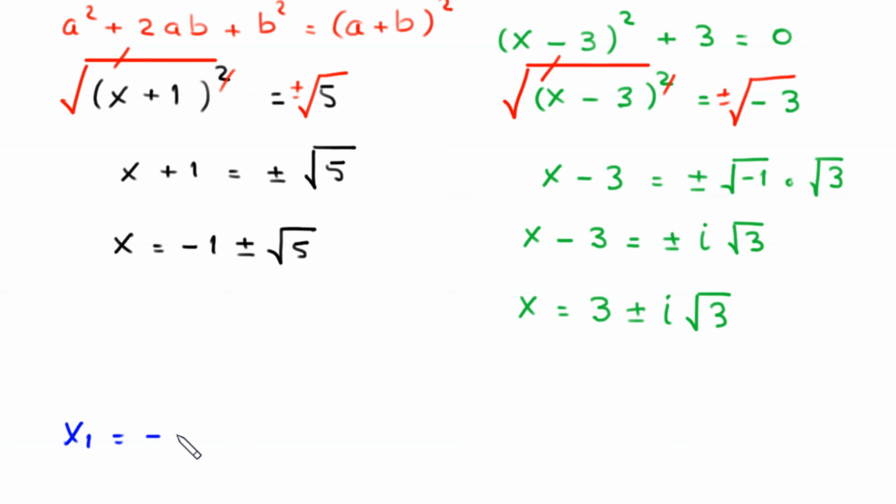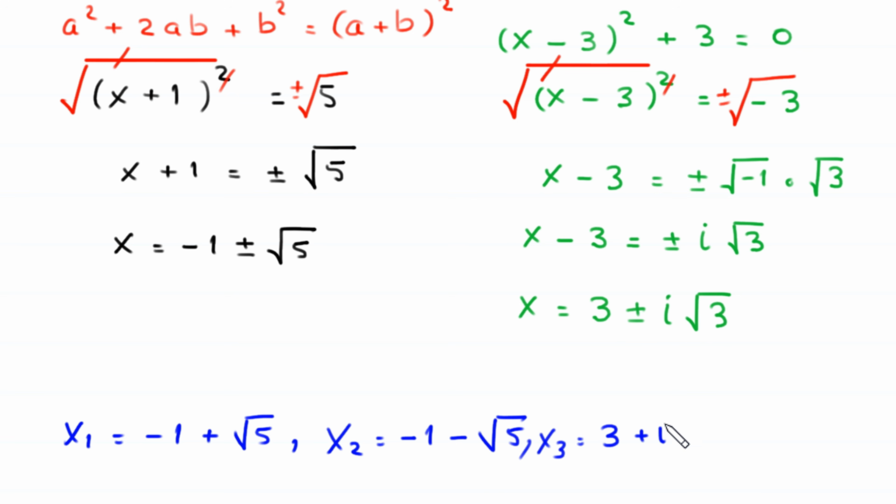So from this equation we get two values of x. x1 is equal to negative 1 plus root 5, and x2 is equal to negative 1 minus root 5. And from this equation we get other two solutions. x3 is equal to 3 plus i times root 3, and x4 is equal to 3 minus i times root 3. So we have 4 solutions for this equation.